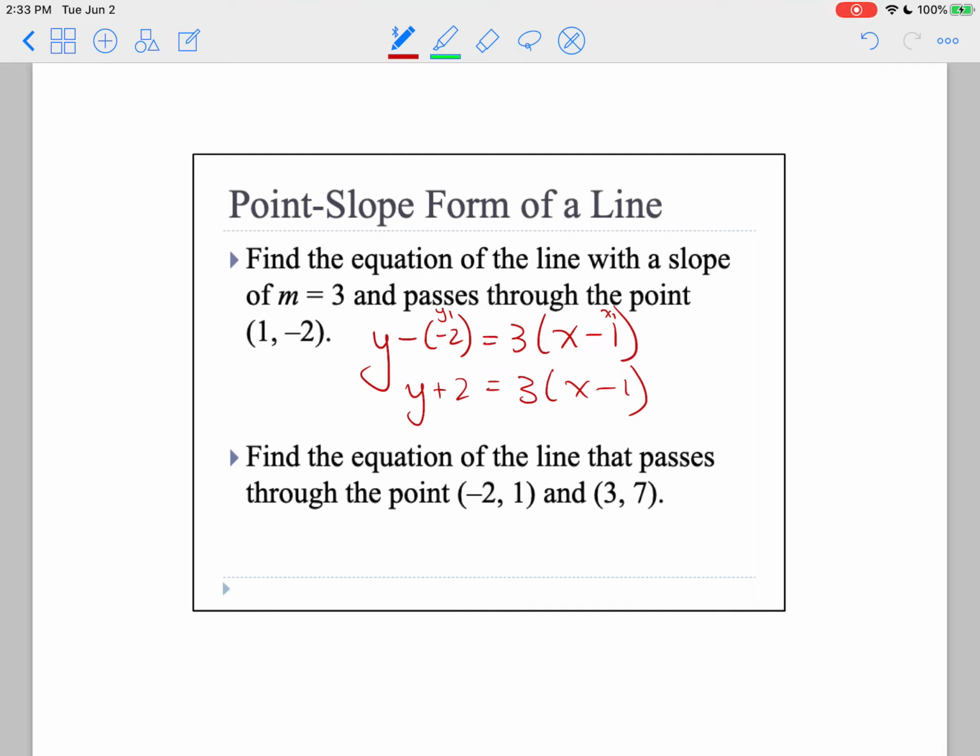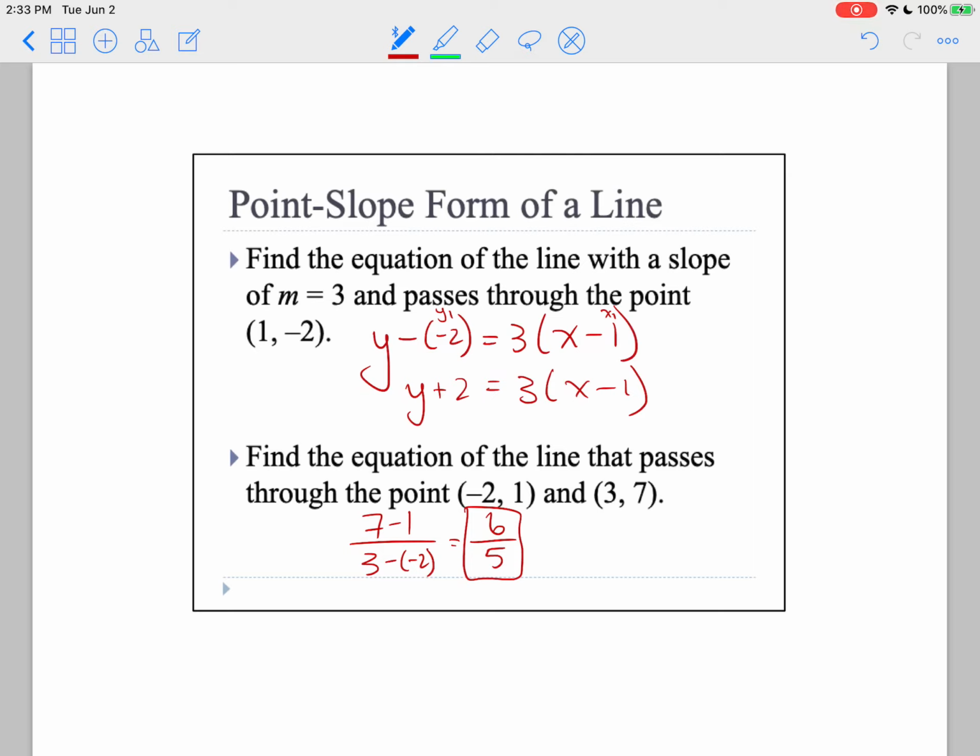Two steps. Okay, even if I wanted to put this in slope-intercept form, I could easily do that by distributing the 3 and then subtracting 2. And then we're going to find the equation of the line that passes through the points negative 2, 1, and 3, 7. First, I have to find the slope. So the change in y over the change in x. This is my slope.